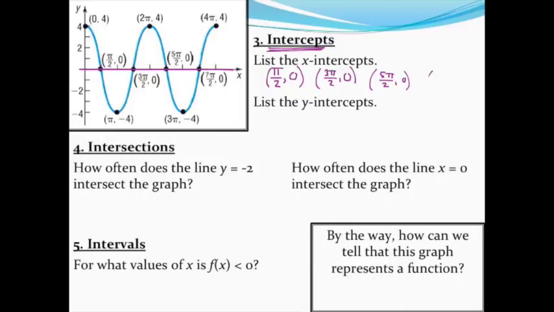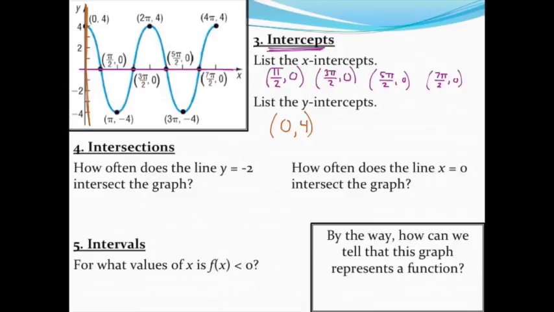Now you'll notice all of my x-intercepts have a y value of 0, and it makes sense. If I am touching the x-axis, I'm not moving up or down at all for a y value. My y-intercepts then are where my graph crosses the y-axis. And so if I look at the y-axis, I can see that there is exactly 1 point where that happens. And so my y-intercept this time is just 0, -4. Again, the x value will always be 0 for a y-intercept.